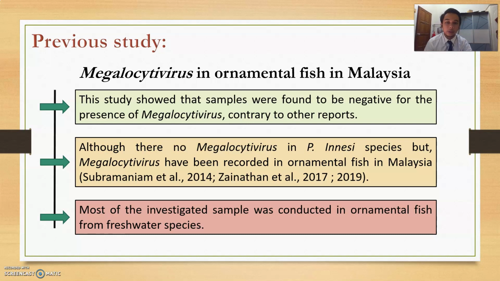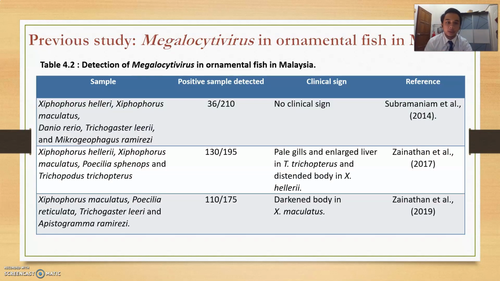For Megalocytivirus in ornamental fish in Malaysia, this study showed that the samples were negative for the presence of Megalocytivirus, contrary to other reports. Although there is no Megalocytivirus in the Paracheirodon innesi species, Megalocytivirus has been recorded in ornamental fish in Malaysia. Most of the investigated species in Malaysia were freshwater ornamental fish. This is the detection of Megalocytivirus in ornamental fish in Malaysia, as you can see from the table.